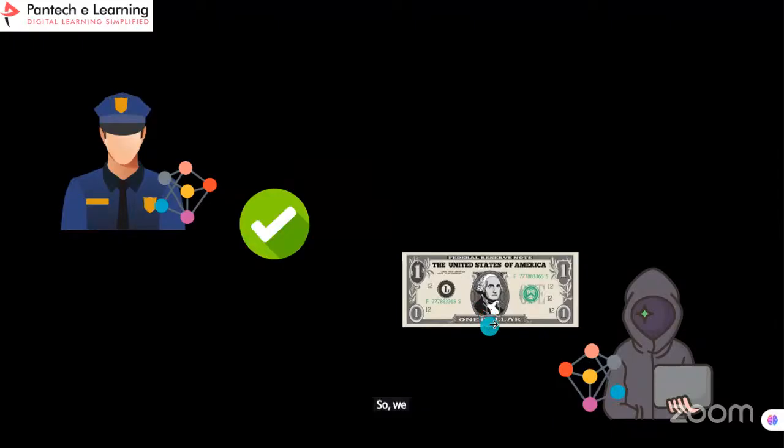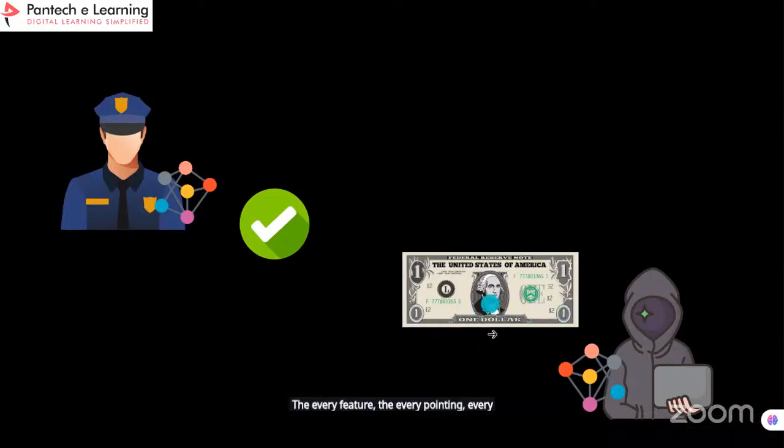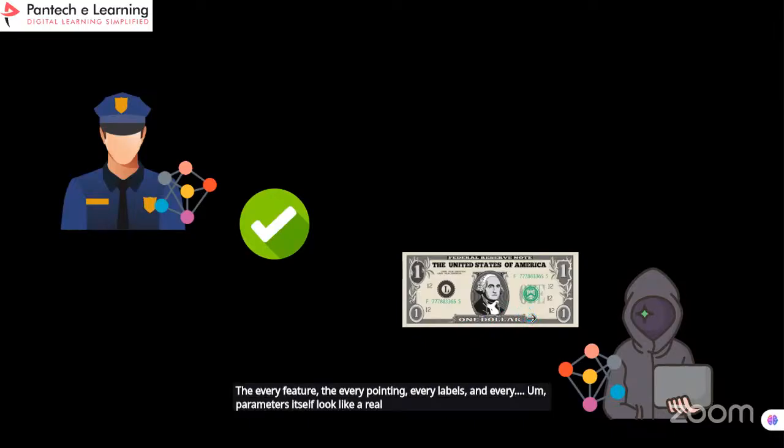So we know this is a fake one, but the discriminator allows it as a real one because the fake data looks like real data. Every feature, every point, every label and every parameter looks like a real image, like real money. Only then will the discriminator allow it as a real one.